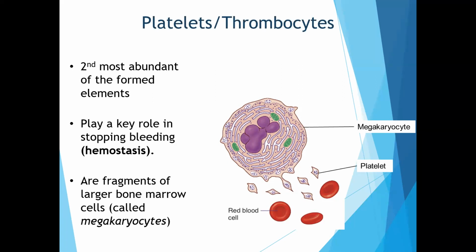All right, our last category is platelets. These are also known as thrombocytes. So second most abundant of the formed elements, even though they're very tiny themselves. And so they're really there to help us stop bleeding. Another kind of medical term for stopping bleeding is hemostasis. And as we said earlier, our platelets are really fragments of this megakaryocyte cell, which is found in our bone marrow.